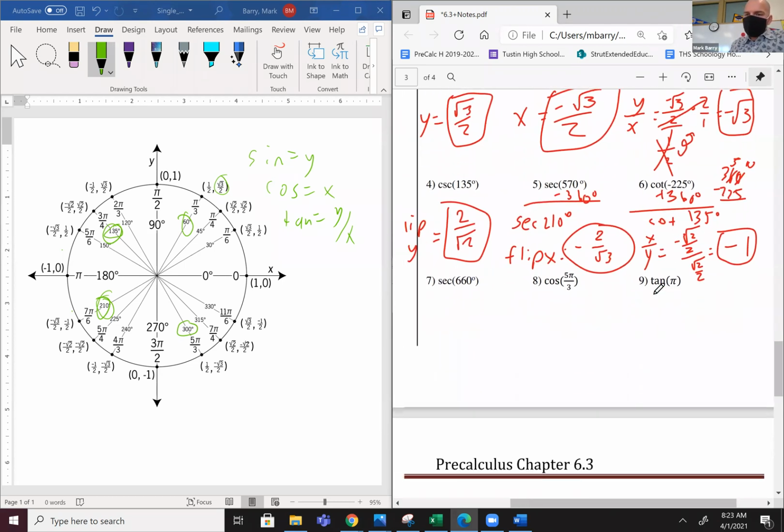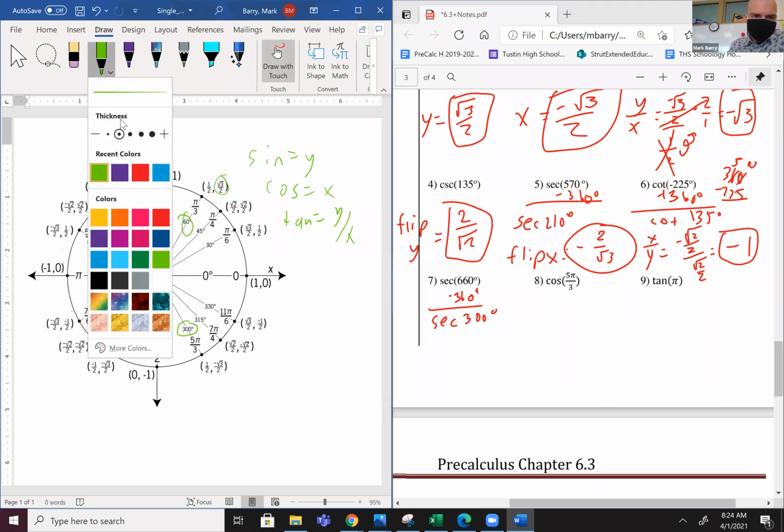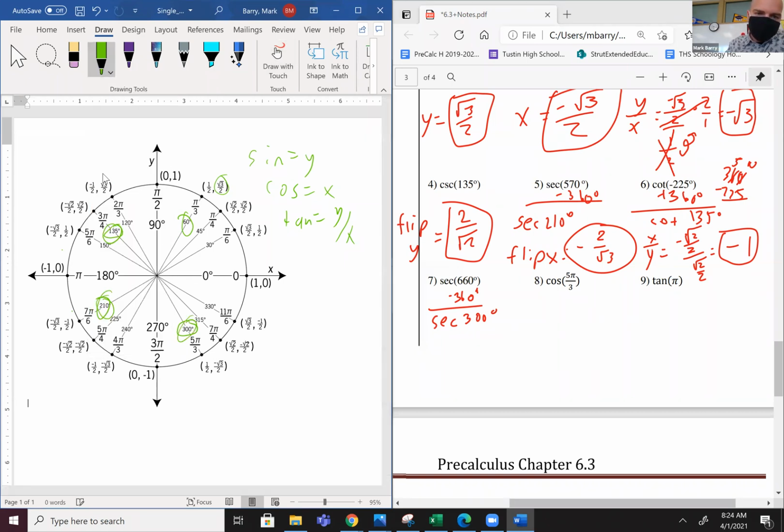All right, let's do secant of 660 now. So again, too big. So I'm going to subtract my 360 here. So I get secant of 300. So 300's right there. We've already used it. Same as 5 pi over 3.